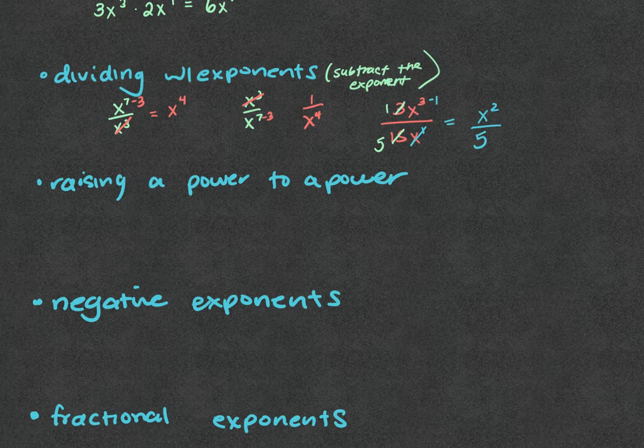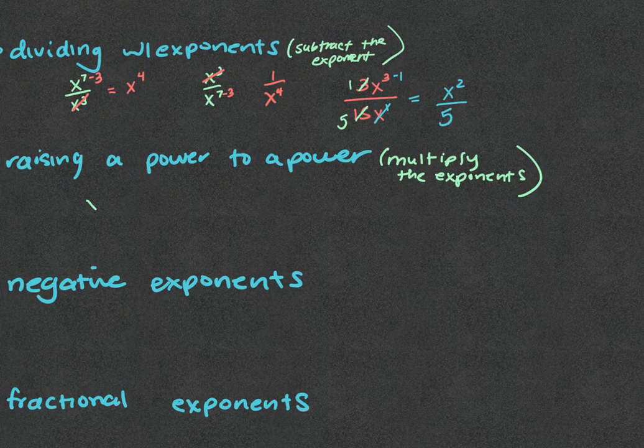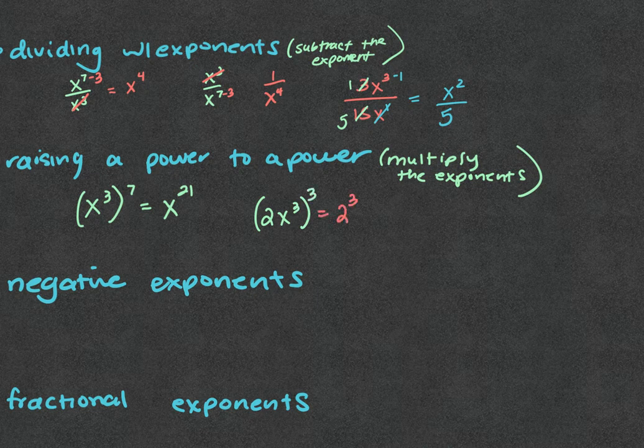When you're raising a power to a power, you multiply the powers. So if I have x to the third raised to the 7th, this becomes x to the 21st. If it has a coefficient, so let's just say it said 2x to the third raised to the third, they both get that exponent, so it'd be 2 to the third and then x to the third raised to the third, which is x to the 9th.